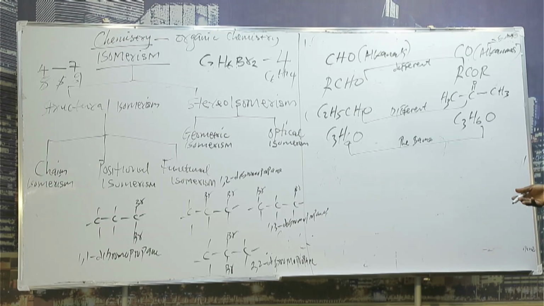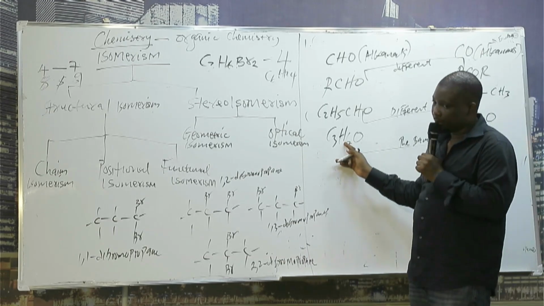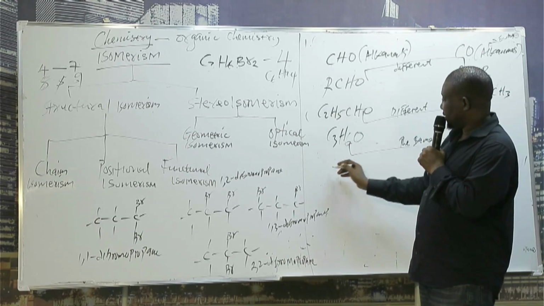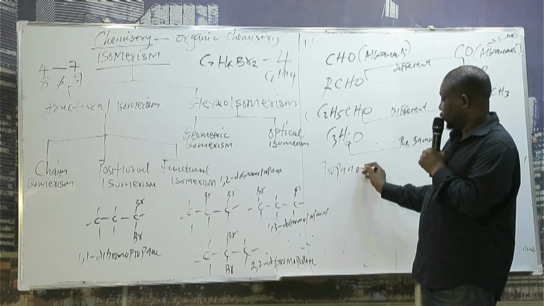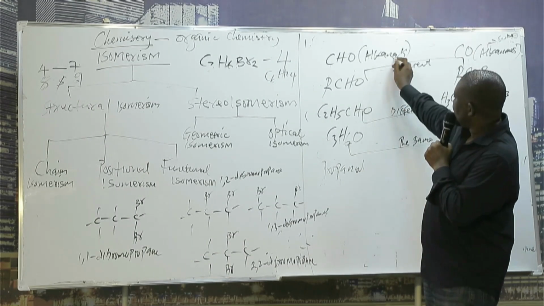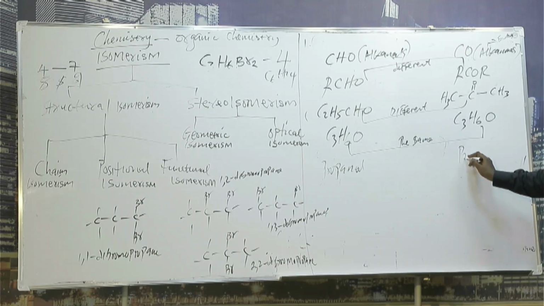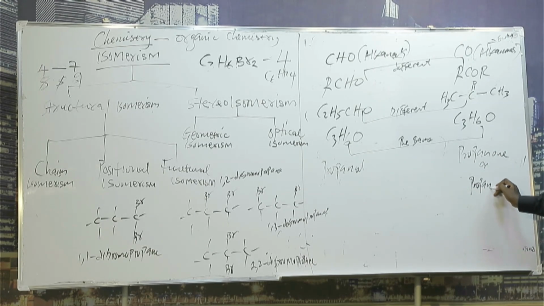Are you following? Okay. What name is given to this first one? This is propanal. And this one, you can say it's propanone, or propan-2-one. You change the position of the one, position 1, 2, 3. Or propan-2-one. That 2-one looks like ONE, but it is called one here.